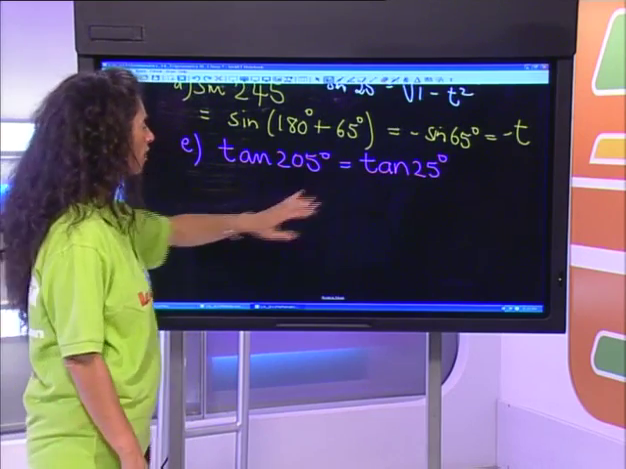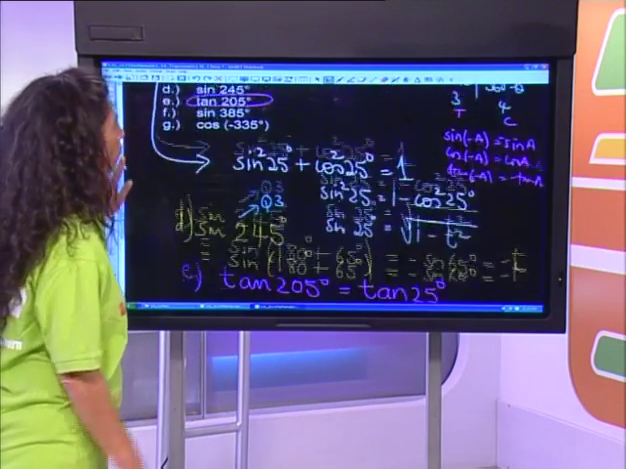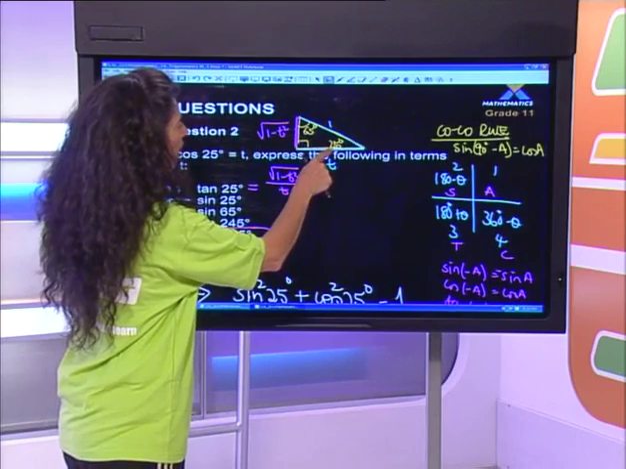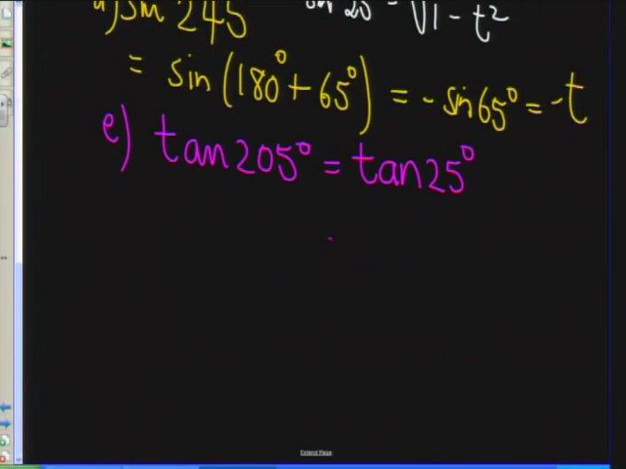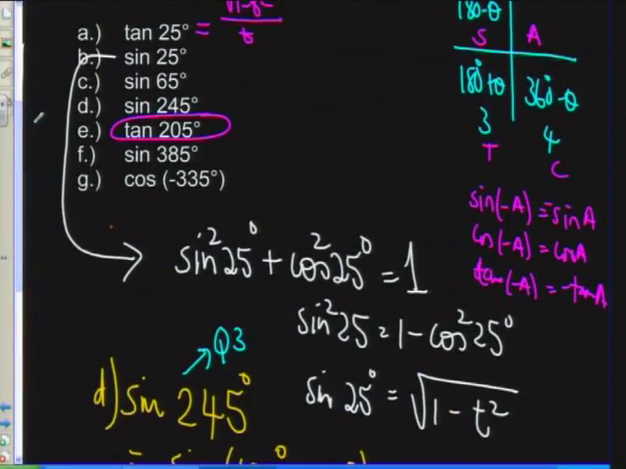So that's tan 25. And we've worked out before that tan 25 was opposite over adjacent, which is the square root of 1 minus t squared over t. So we don't have to recalculate that. Don't get into the habit of just restarting things from scratch. If they've been calculated, utilize them. Right, and then we have the sine of 385. Oh, this is an interesting one.